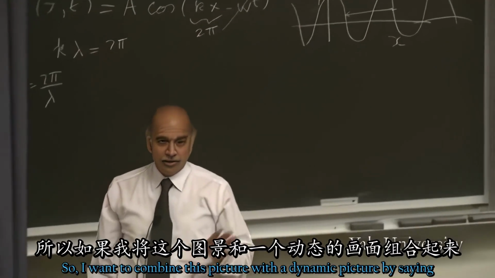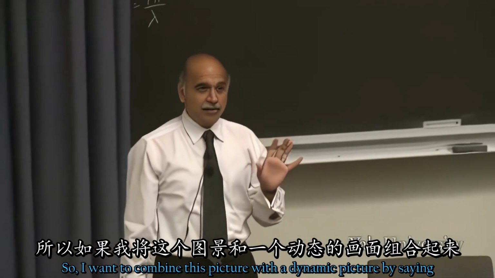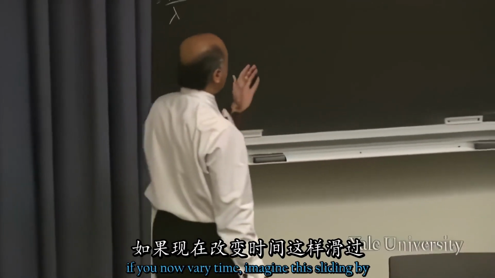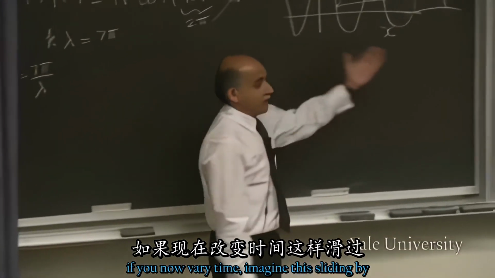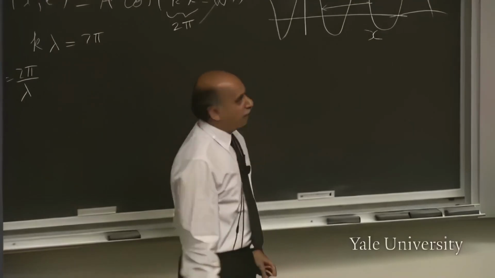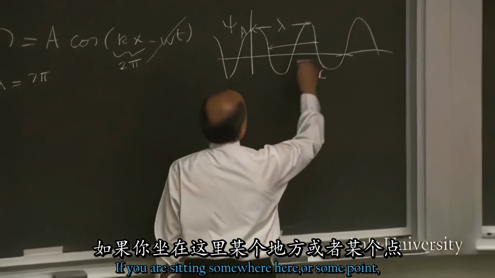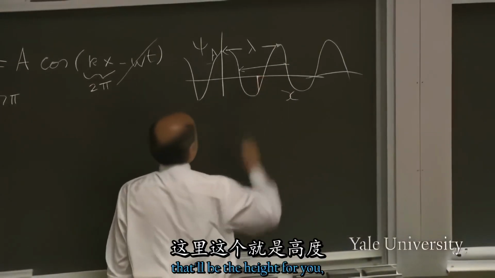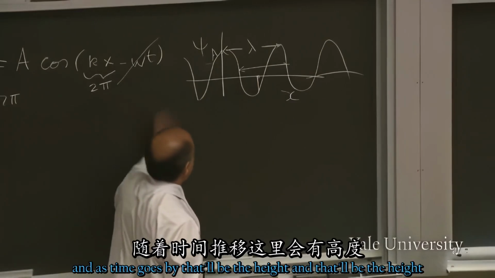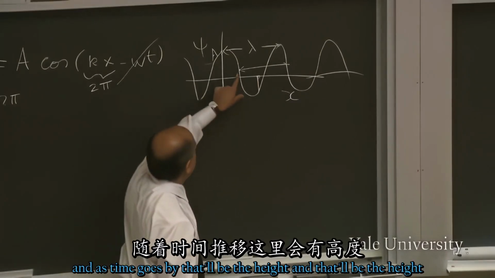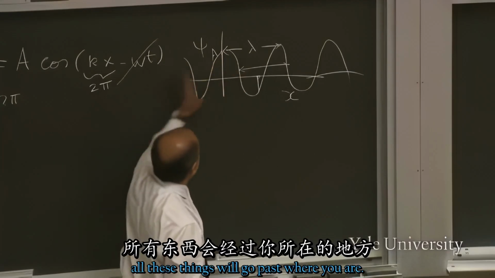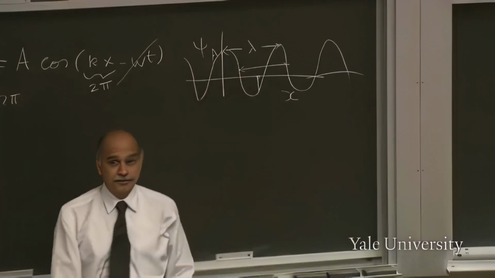So I want to combine this picture with the dynamic picture by saying, if you now vary time, imagine this sliding by. If you are sitting somewhere here, at some point, that will be the height for you. And as time goes by, that will be the height, and that will be the height, and that will be the height. All these things will go past where you are.